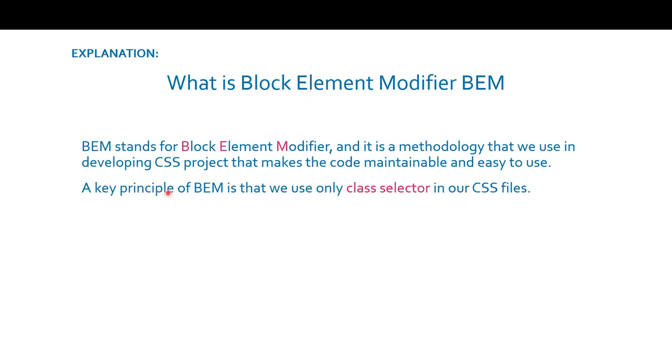Then the key principle you have to know about BEM is that in BEM, we use only class selector. In our section on CSS, we talked about different types of selector. We talked about attribute selector, ID selector, type selector, and what have you. When you are working with block element modifier, you are going to use only the class selector in your CSS file. So just take note of that.